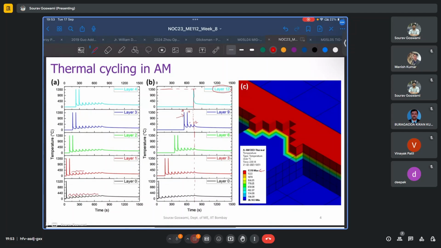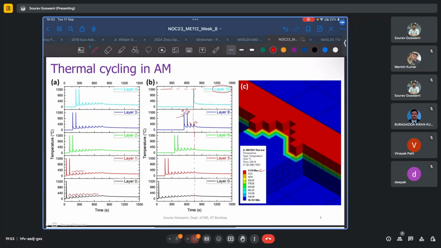Thus, we see that for the already previously deposited layer 9, upon the deposition of further layers, the temperature shoots up. For the next immediate layer, layer 10, it almost reaches melting point, as shown here by this spike. Whereas for subsequent layers, this effect, while smaller, still reaches temperatures in excess of 450 degrees Celsius, which might be sufficient to induce some phase transformations or other effects.